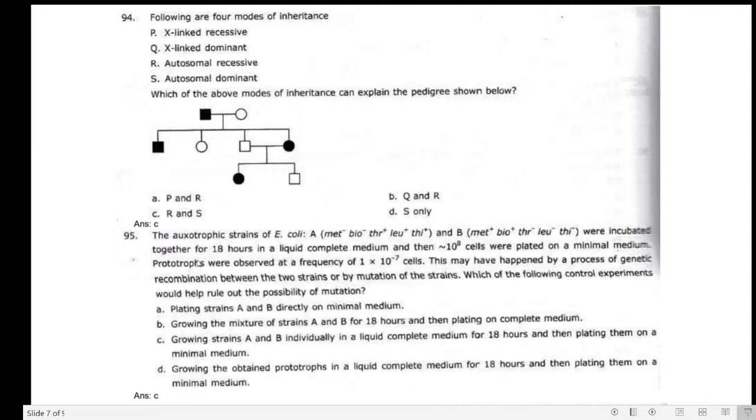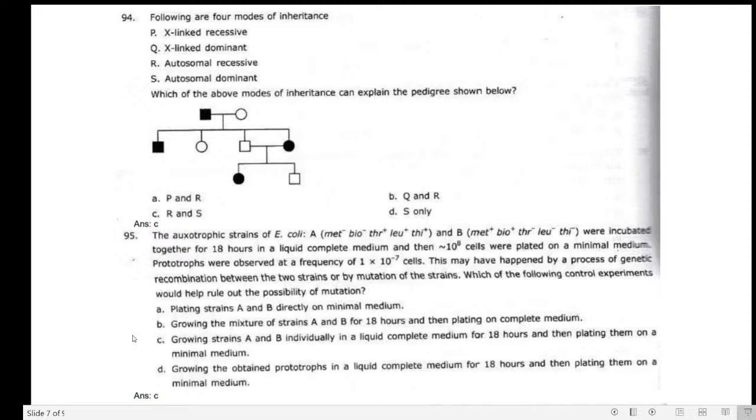They are grown for 18 hours in liquid complete medium. Then 10 power 8 cells are plated in a minimum medium. The prototrophs were observed at a frequency of 1 into 10 power minus 7 cells. These may have happened by the process of genetic recombination between 2 strains or by mutation of the strain. Which of the following is the correct sentence to get the probability of mutation?